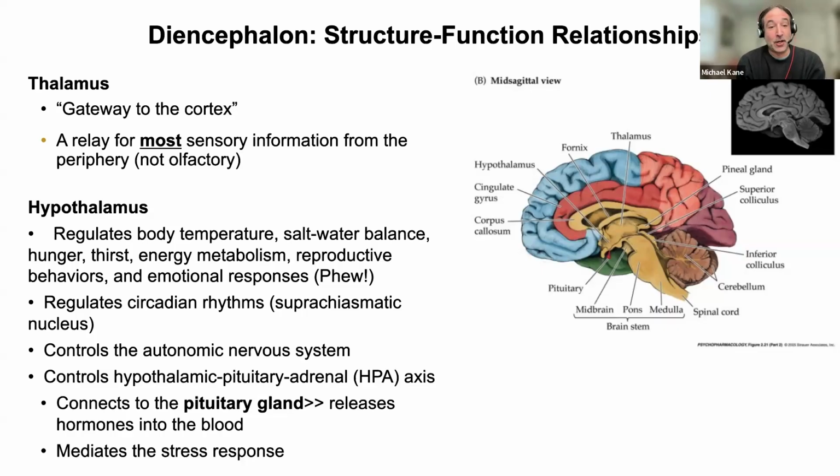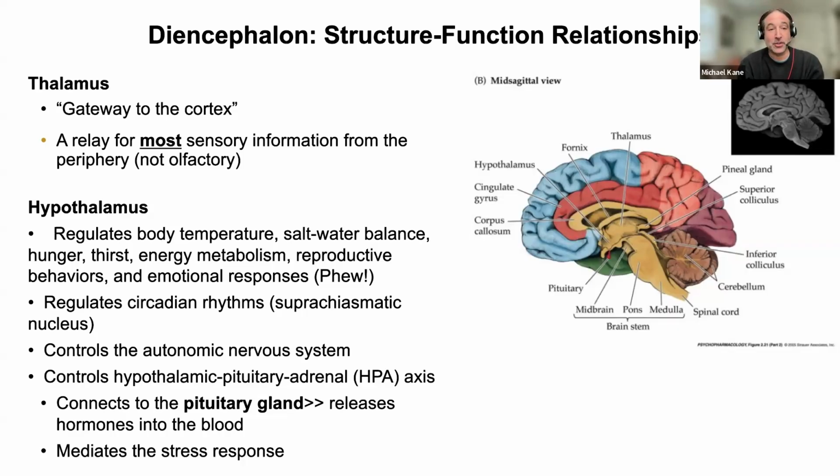In addition, it is also responsible for regulating circadian rhythms. That is the idea that humans should sleep at night and be awake during the day, which is our daily rhythm. That is a particular region of the hypothalamus known as the suprachiasmatic nucleus.